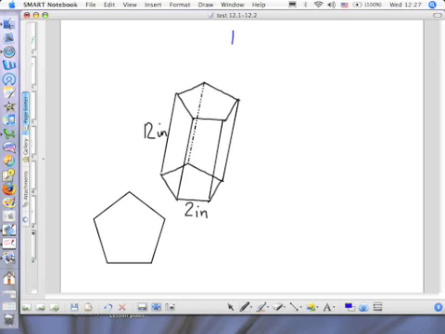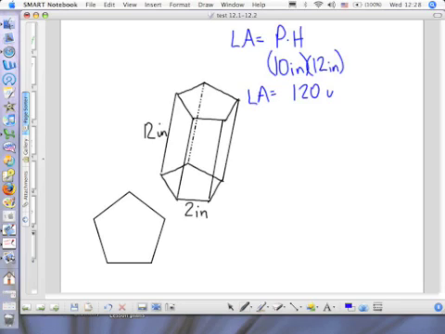So starting with lateral area. If the formula is the perimeter of the base times the height, do we have enough information to find the lateral area? My base has 5 sides, and each side is 2 inches. So what's the perimeter? 10 inches is the perimeter. The height of the object is what? 12 inches. So my lateral area is 120 square inches.